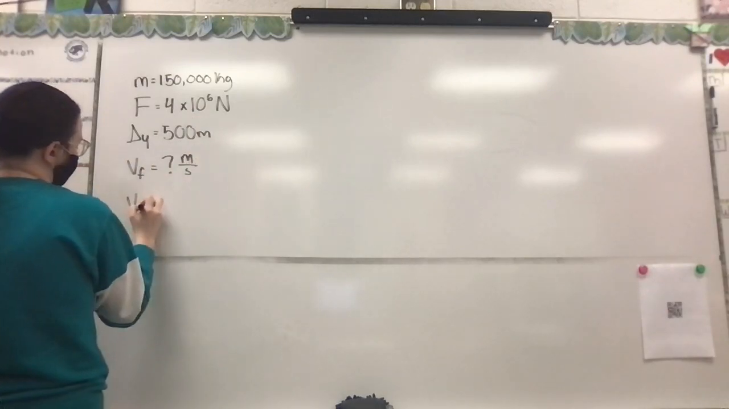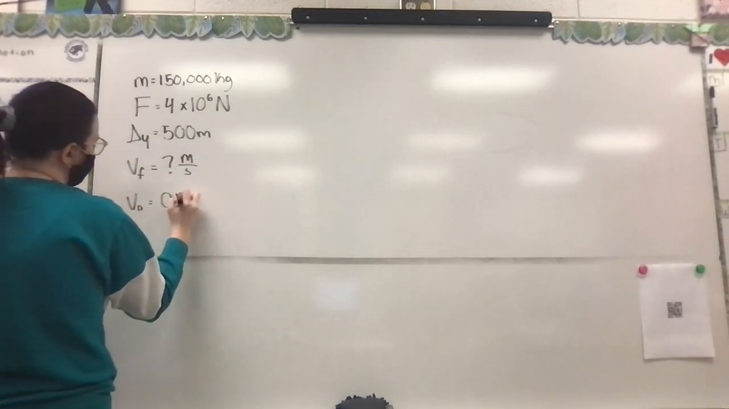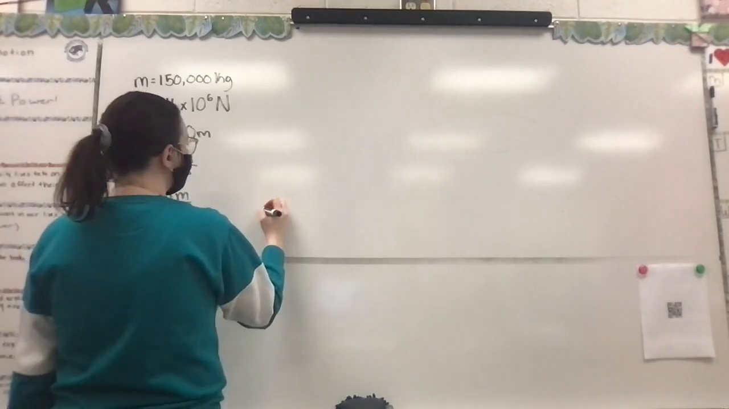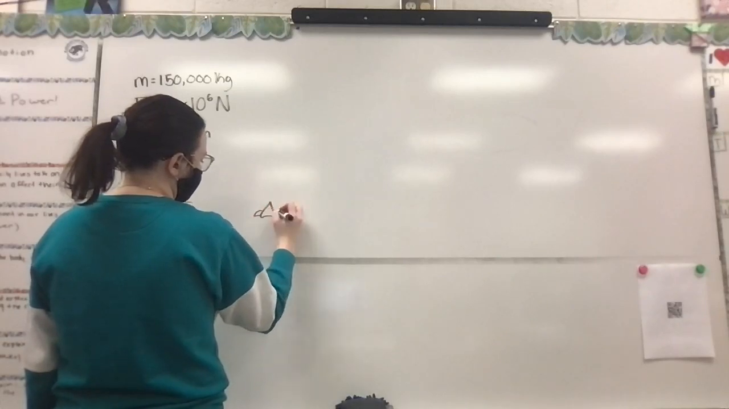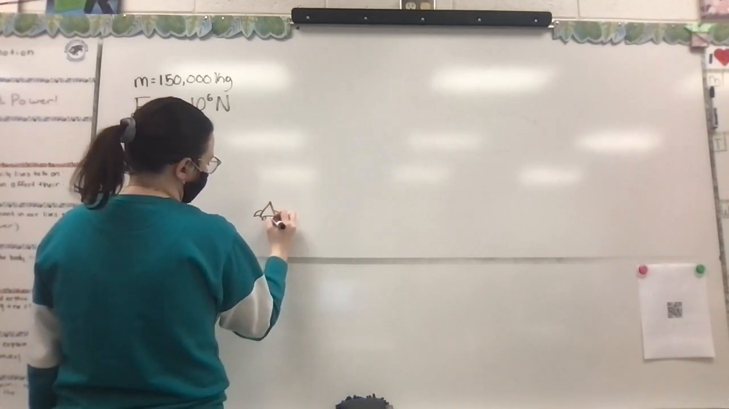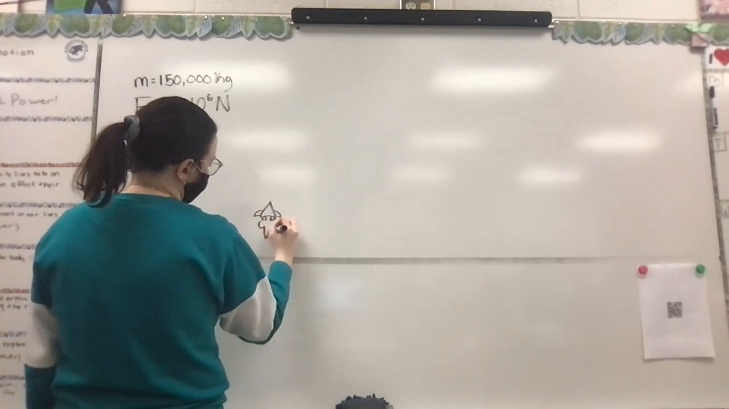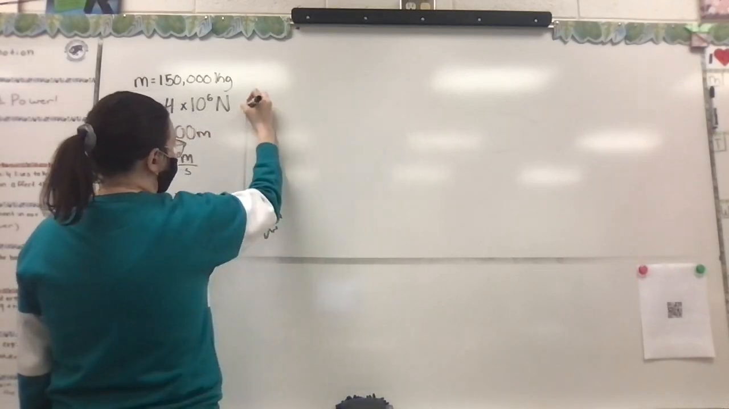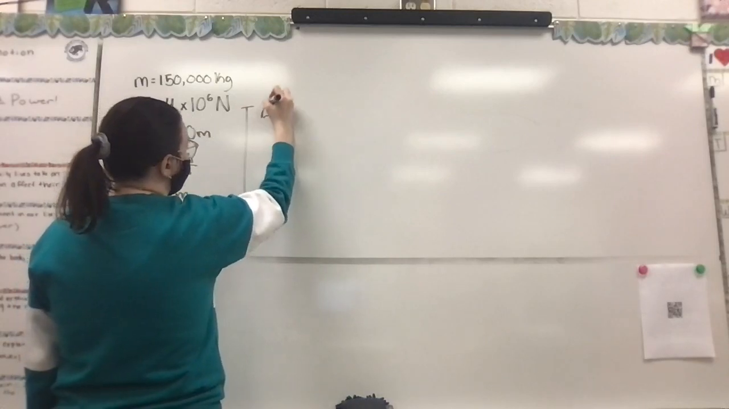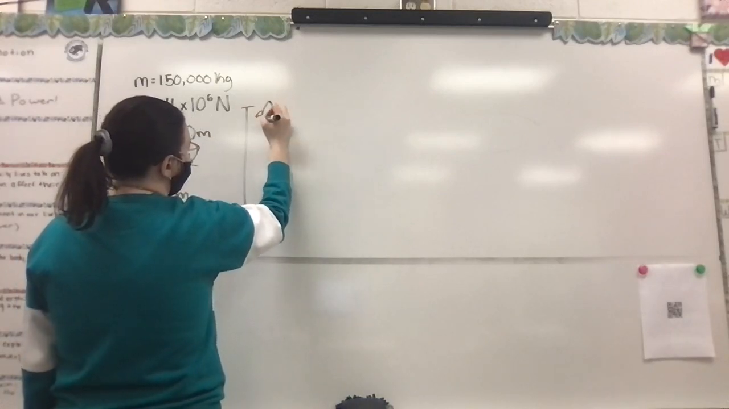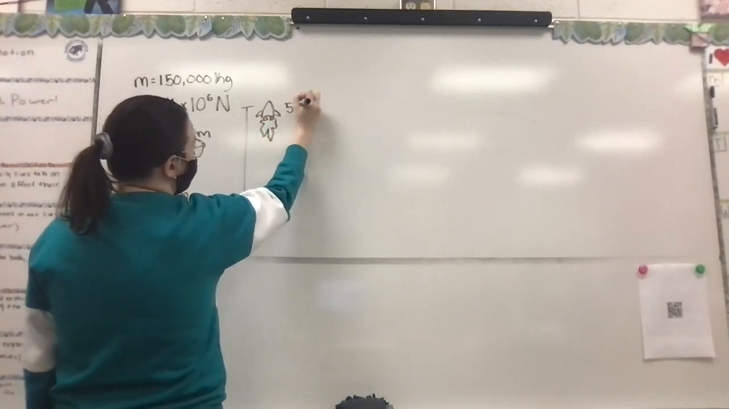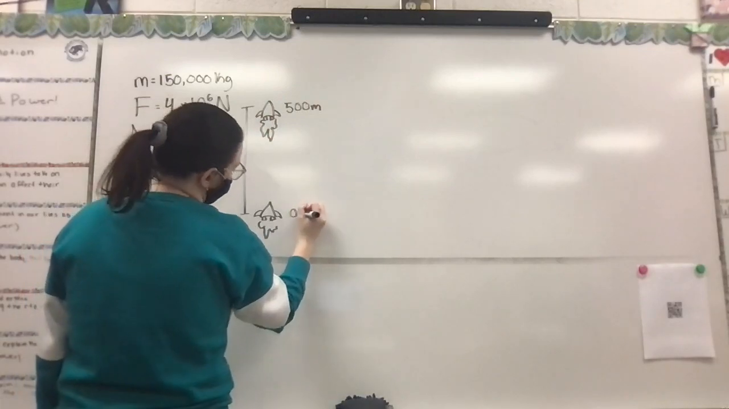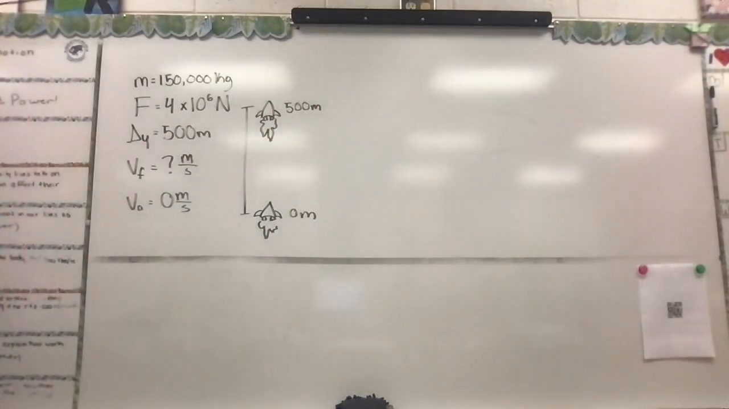What do you think its initial velocity is? 0. Okay, and just so we can have an image of what's going on here. What's the V final? That's what we're trying to find, yeah. We'll draw a rocket going up. Okay, this is sort of what's going on, all right? So a little rocket going up.